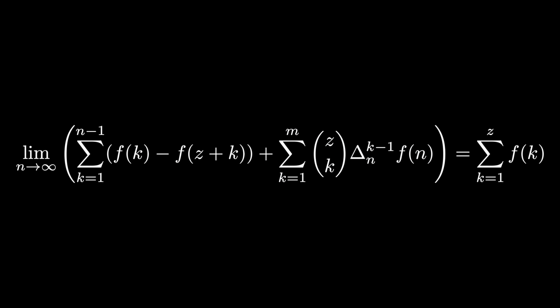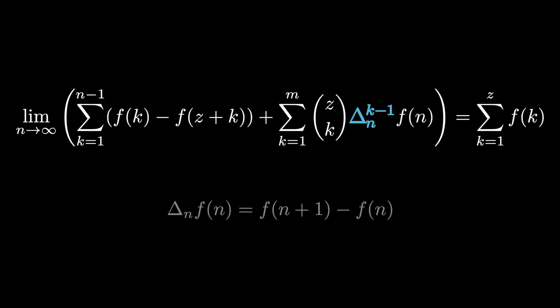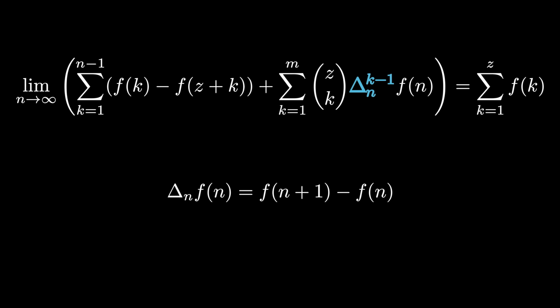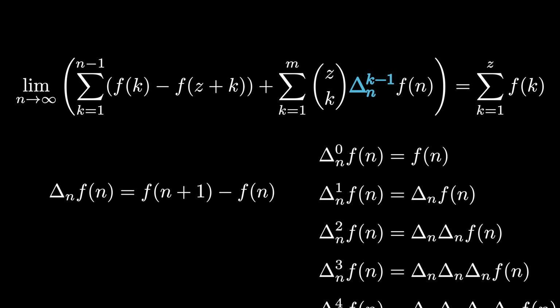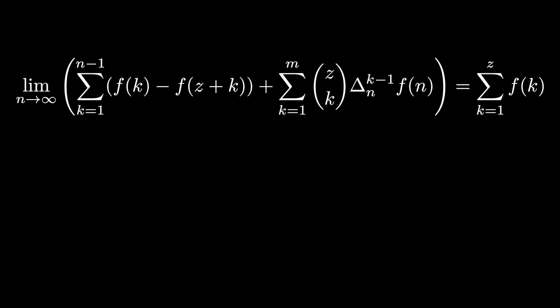Now, in case you're not familiar, this delta here is the k-1st forward difference with respect to n. The forward difference is a discrete version of the derivative. It's simply defined as the difference between two consecutive values of the function. The order of the forward difference is the number of times we repeat this operation. So the 0th order does nothing, the first order applies the forward difference once, the second twice, and so on. Don't worry too much about forward differences.